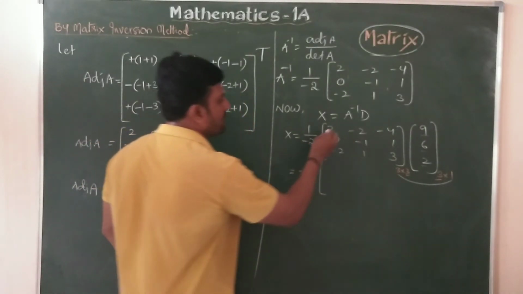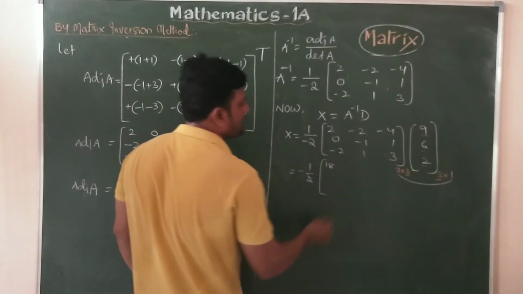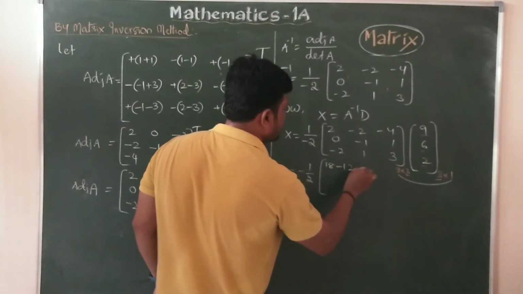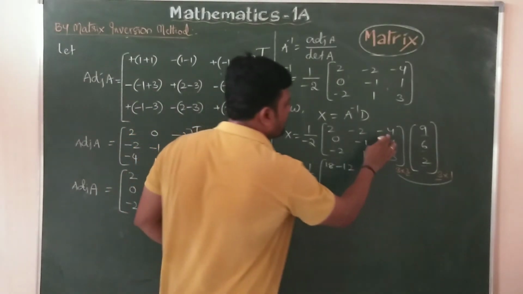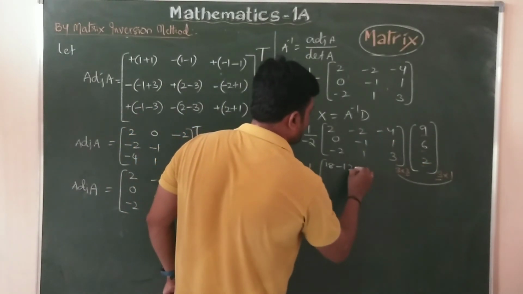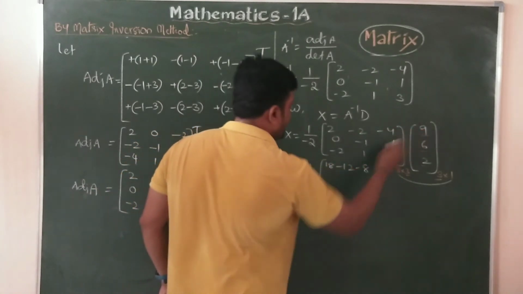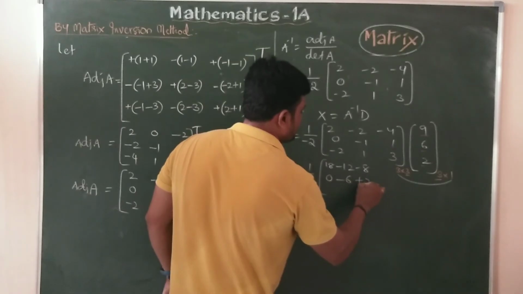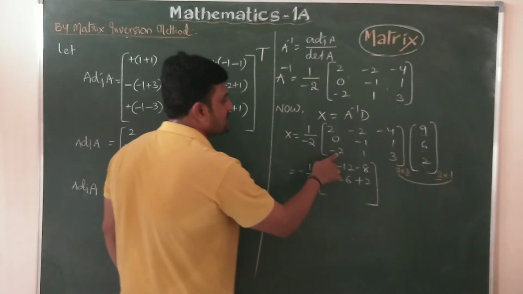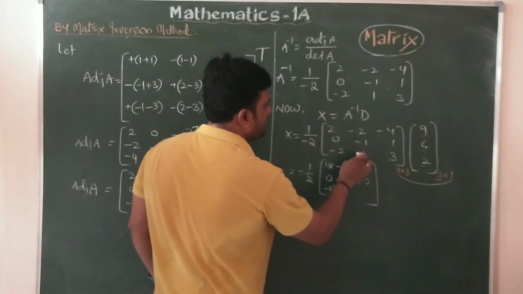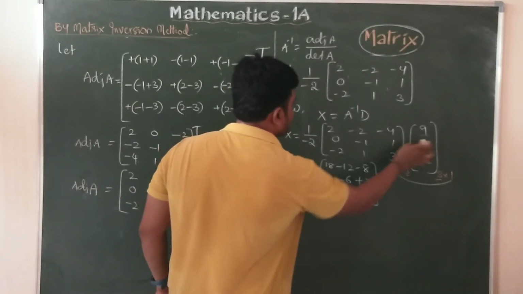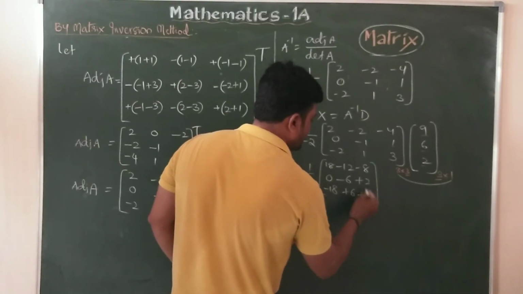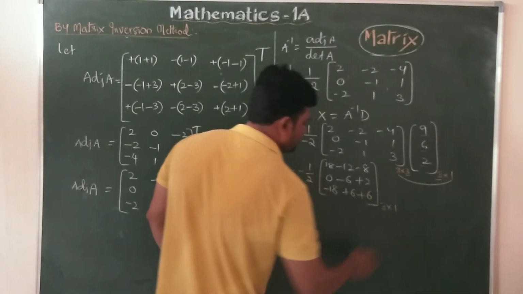Rows into column. 2 into 9, 18. Minus 2 into plus 6, minus 12. Okay, minus 4 into 2, minus 8. Okay, 0 into 9, 0. Minus 1 into 6, minus 6, plus 1 into 2, plus 2. Okay. Next, minus 2 into 9, minus 18, 1 into 6, second one into second one, plus 6, 3 into 2, plus 6. Okay. Now observe here, 3 rows and 1 column.